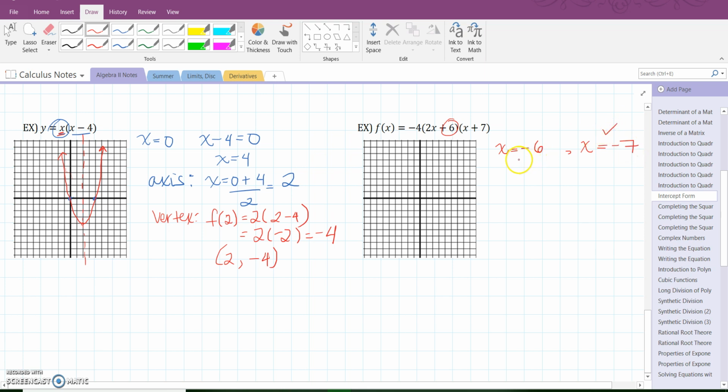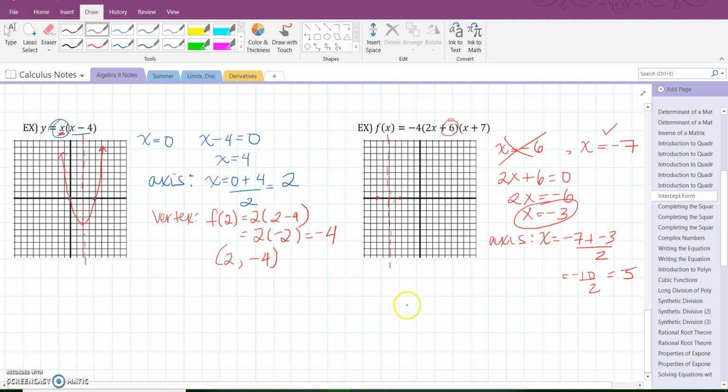Well, I would agree with the negative 7, but I would disagree with the negative 6 because you have to set the whole factor equal to 0. So just use your basic solving, divide by 2. X is actually negative 3. So I have negative 3 and I have negative 7: 3, 4, 5, 6, 7. And then my axis is negative 7 plus negative 3 over 2, which is negative 10 over 2, which is negative 5, right in the middle.